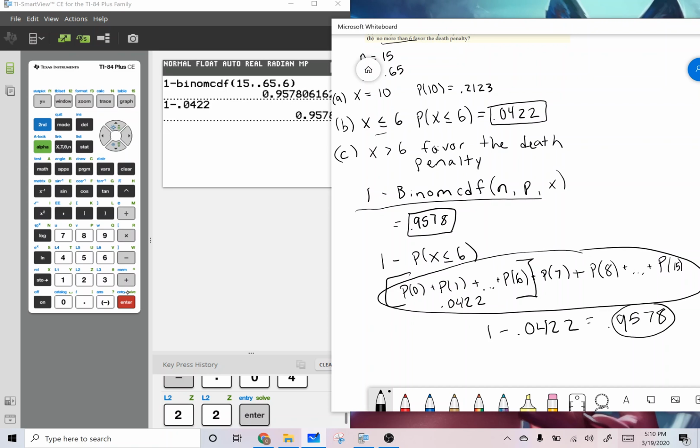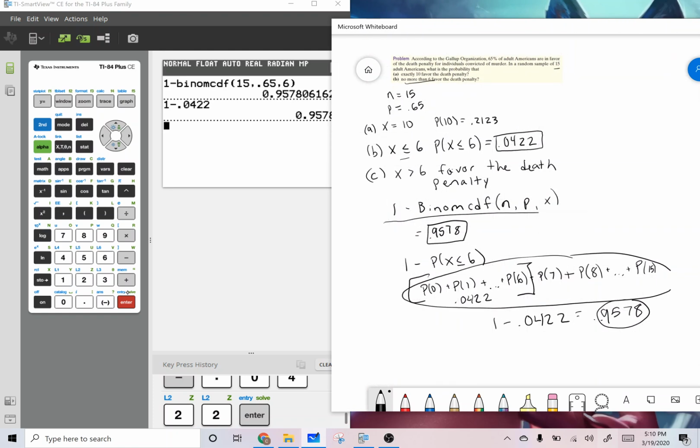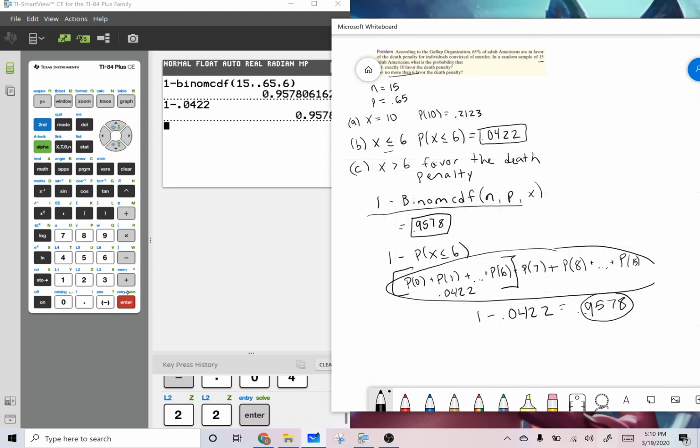And so that was my reasoning behind it. Sometimes it's beneficial. You can still use the complement rule that we learned in the past. You don't always necessarily have to use the binom CDF if the question is right.